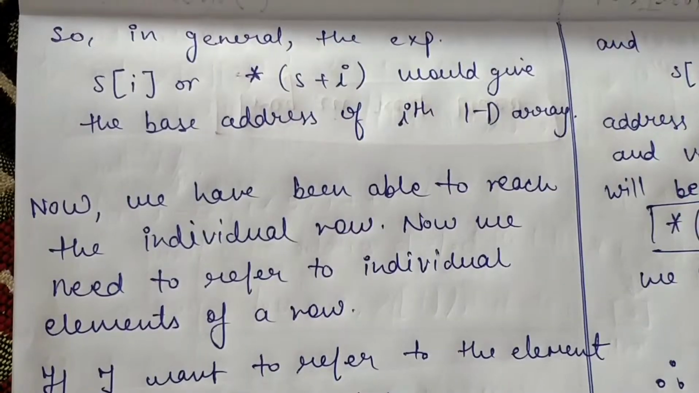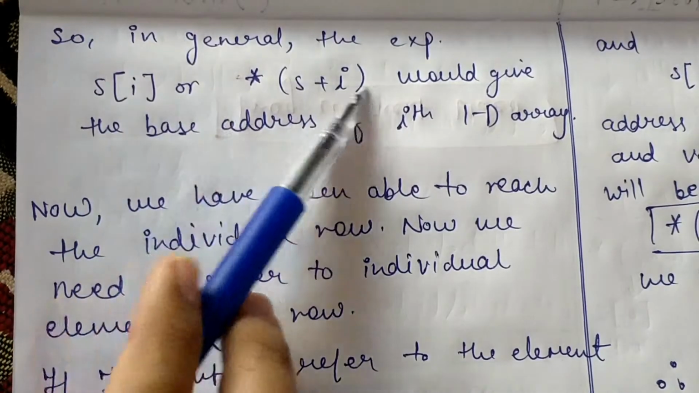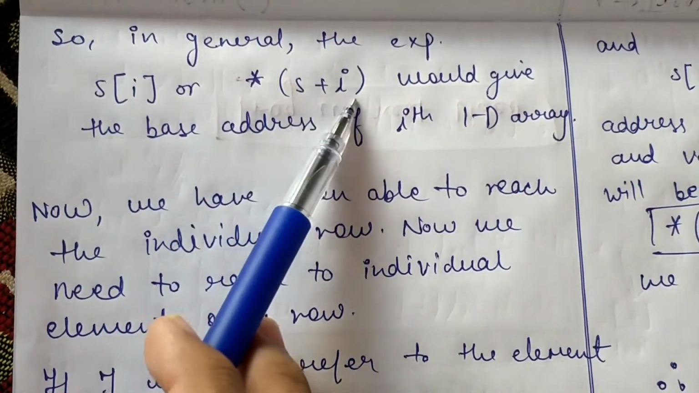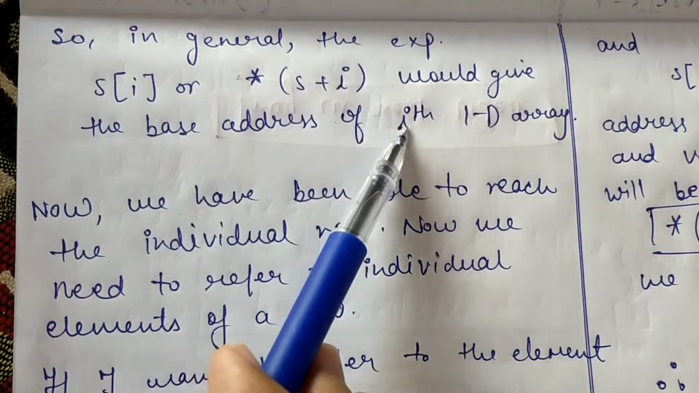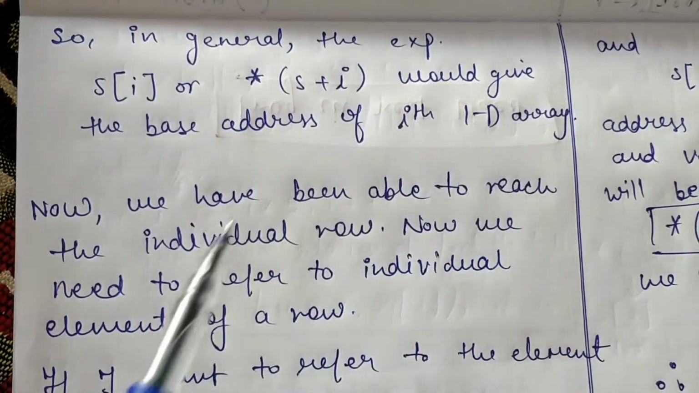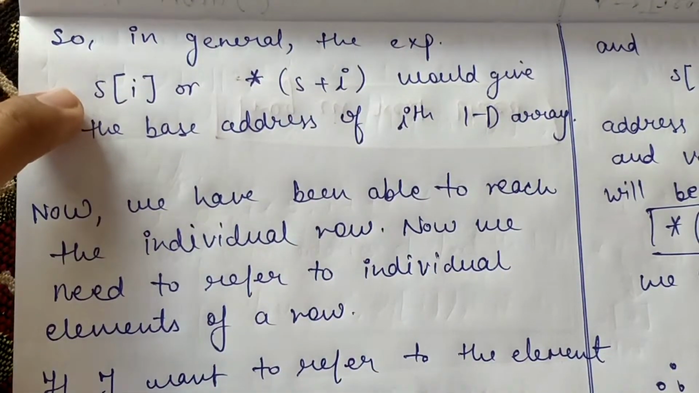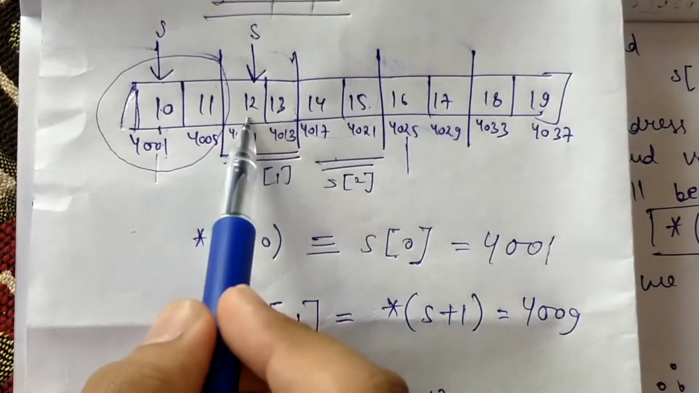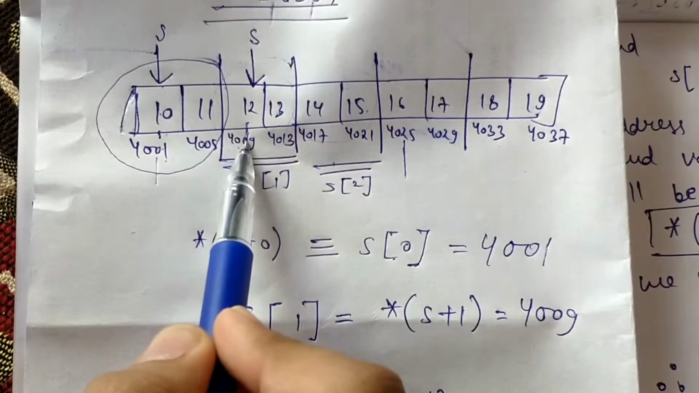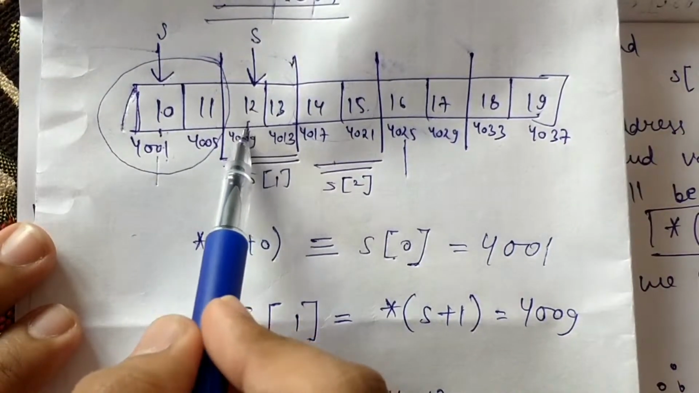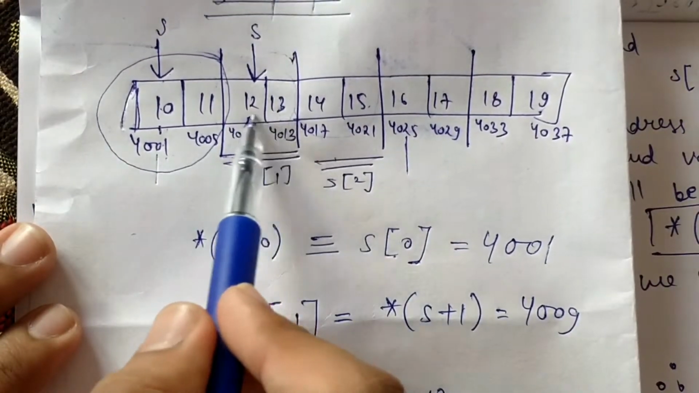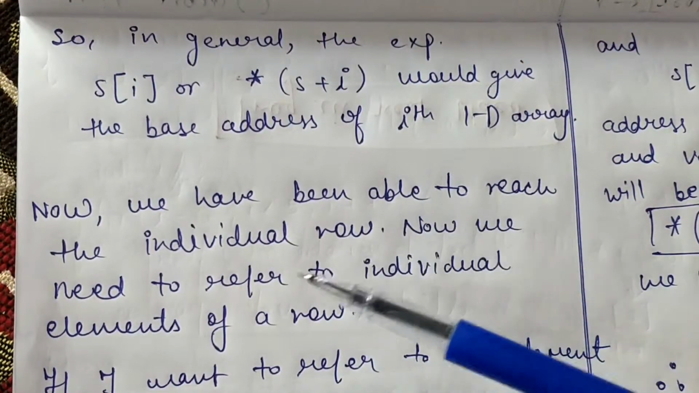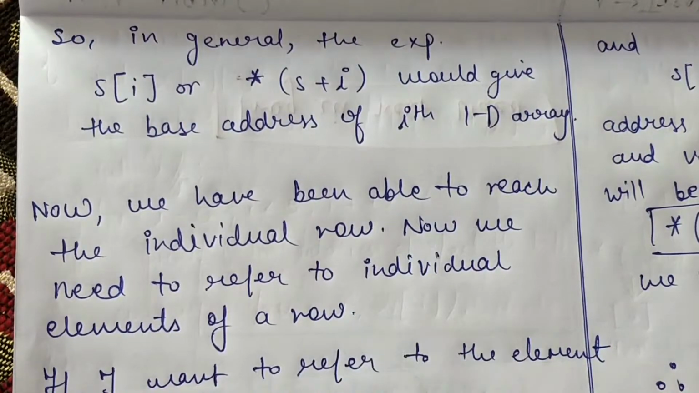Now guys, in general we can say that s of i, or star of s plus i, would give the base address of the ith one-dimensional array. Okay, now by using s of i, what we have done is we have been able to reach this base address. Till this time we have just reached the base address. Now we need to access these elements as well. So now we have been able to reach the individual row. Now we need to refer to the individual elements of the row.